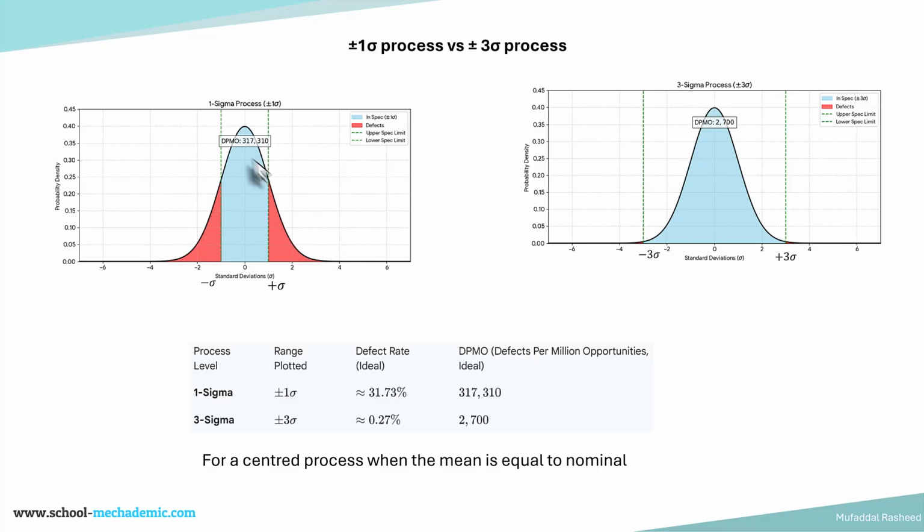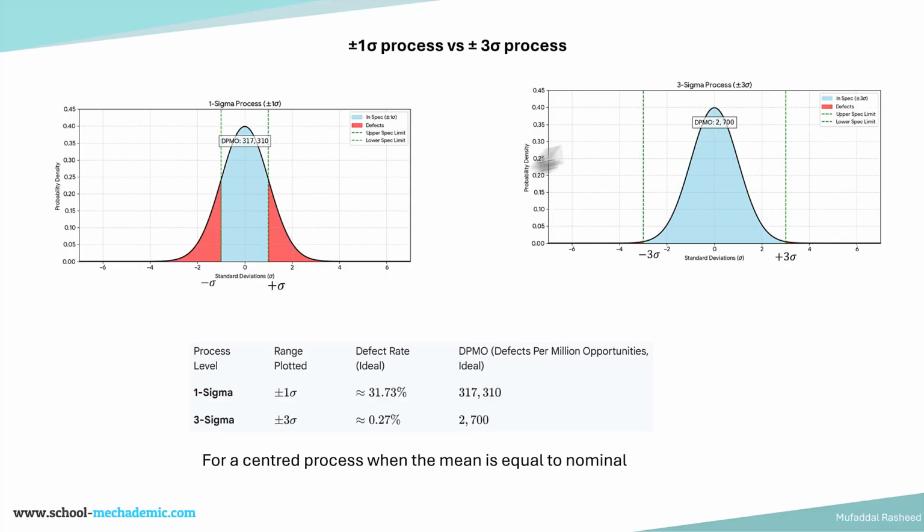Now, if the upper specification limit and lower specification limit are located from the mean, which is 0 over here, at 1 sigma, that is plus sigma and minus sigma, 1 sigma on either side, then this process is called a 1 sigma process. As you can see, the limits are over here. These two lines indicate the upper and lower specification limits. If that is the case, then there will be parts manufactured which are considered defective, which will fall outside these limits.